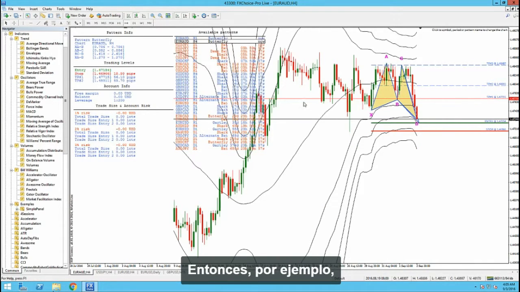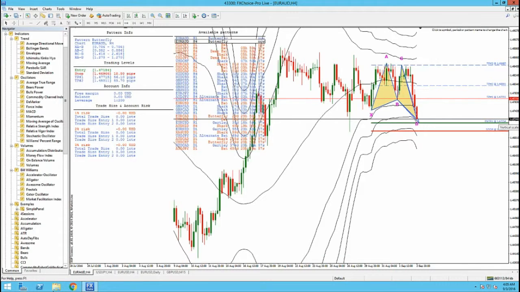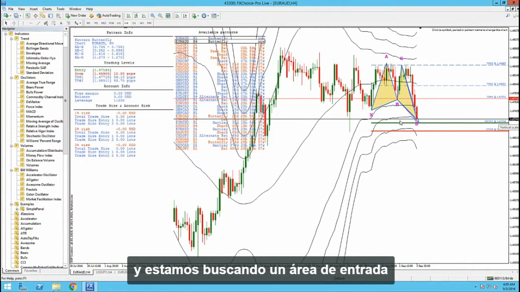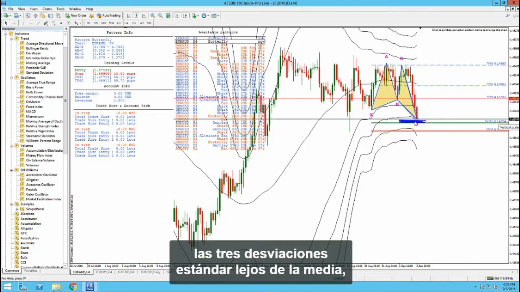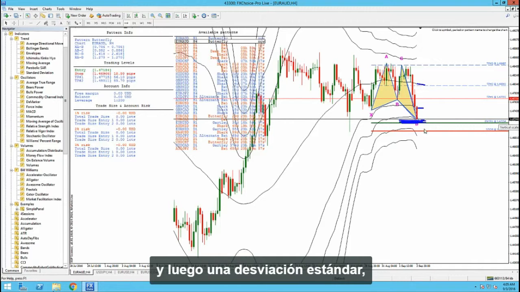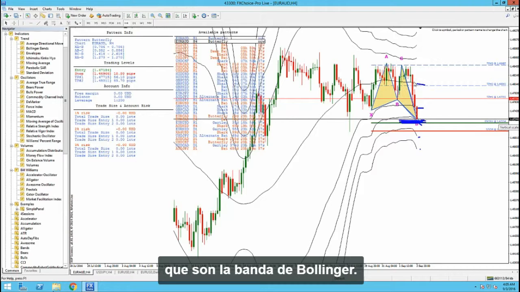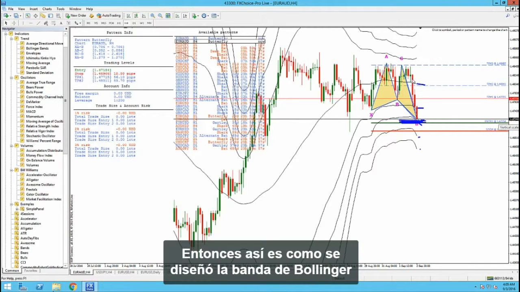other things. So for instance, EUR AUD hourly 4, and we're looking at an entry area, and it's also in conjunction with the 3 standard deviations away from the mean, meaning the moving average, and then 1 standard deviation, 2 standard deviations, 3, 4, 5, which are the Bollinger Band. So this is how the Bollinger Band was designed originally.